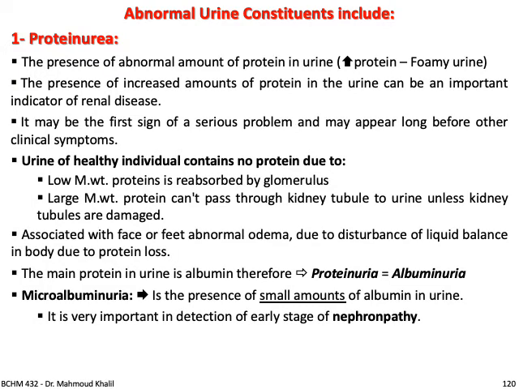into urine unless the kidney is damaged. Proteinuria is always associated with face or feet abnormal edema, due to the disturbance of liquid balance in the body due to protein loss. The main protein in urine is albumin, therefore proteinuria can be called albuminuria. Microalbuminuria is the presence of a small amount of albumin in urine. It is very important in detection of early stages of nephropathy.